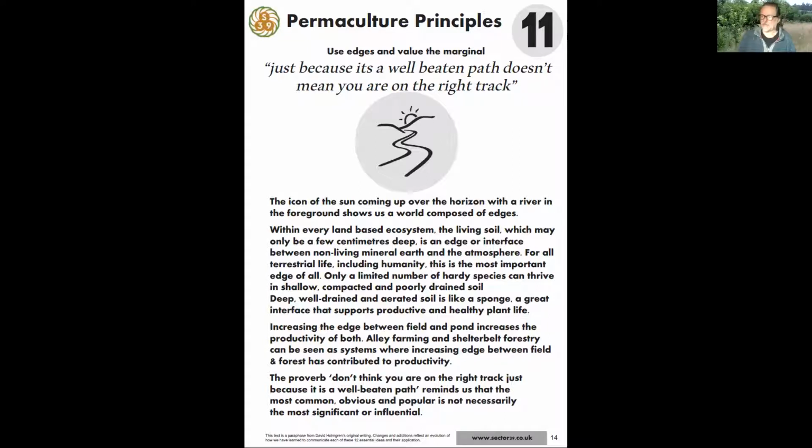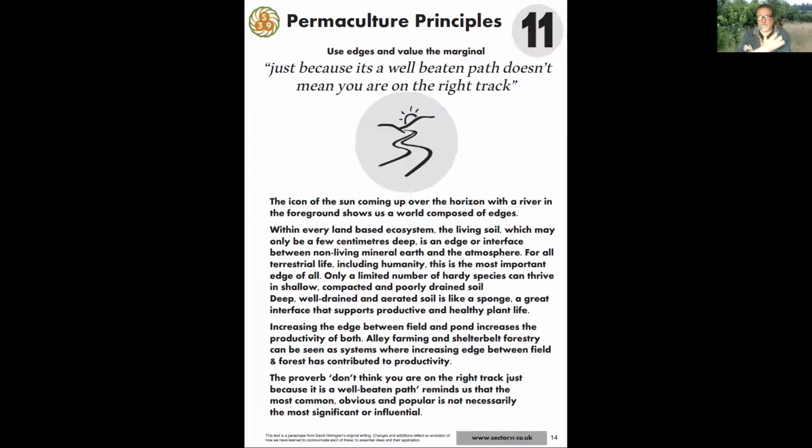The more edges we can bring into a design, the more possibility there is for diversity. And the more we use edges, the more there is the possibility for different kinds of unplanned and very important interactions to happen. We're also warned through this principle that just because it's a well-beaten path, it does not mean that you're on the right track. Think about that. There's something different here about not just blindly following.